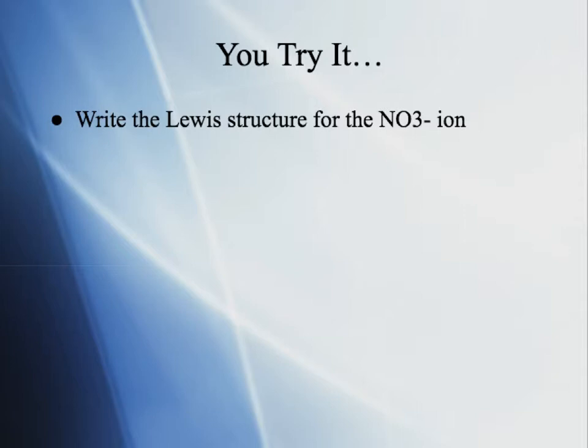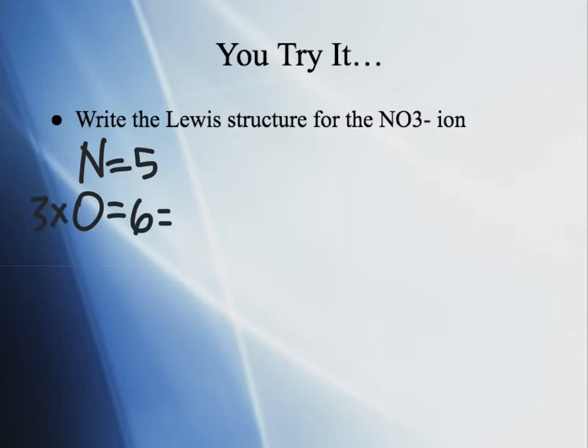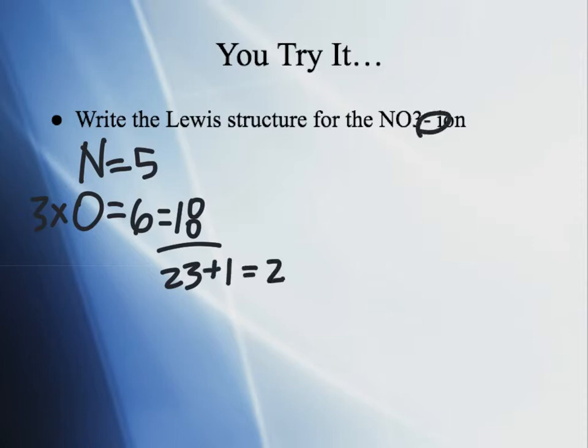Nitrate has nitrogen, which has 5 valence electrons, and oxygen, which has 6 valence electrons. If we have 3 oxygens, that's 18 electrons, plus the 5, that's 23. And then you notice it has a -1 charge, so we have to add an extra electron. So that's going to be 24 valence electrons, or 24 dots, in this structure.